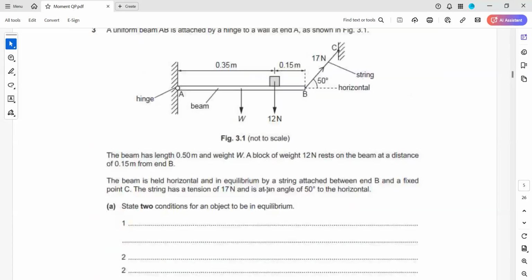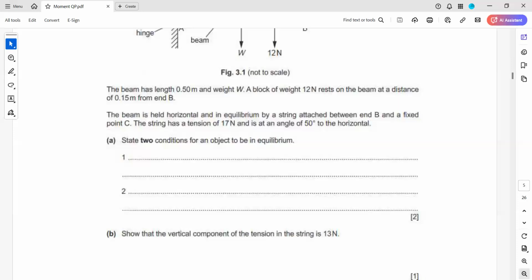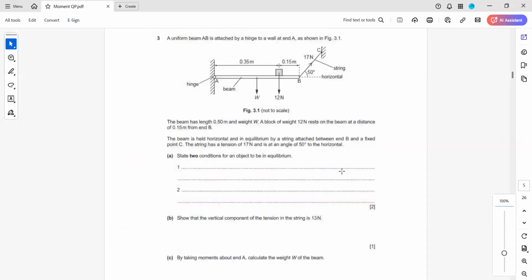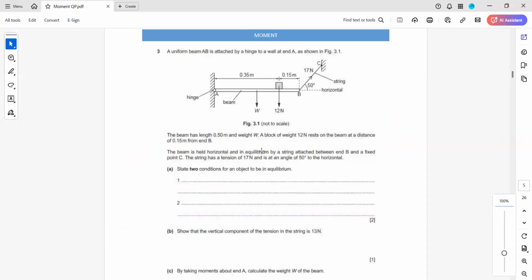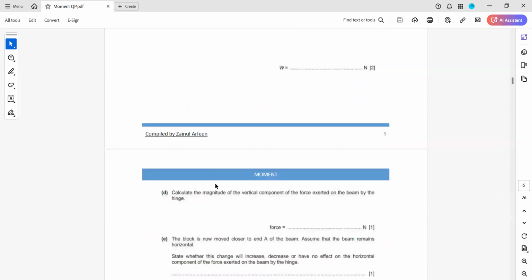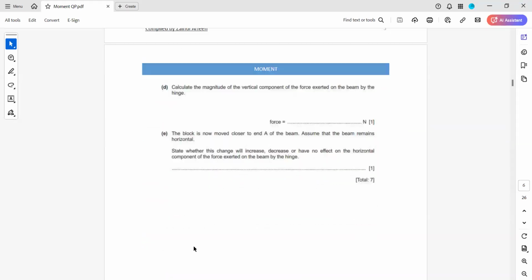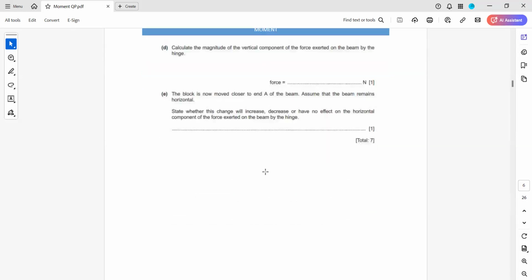Page 5, any doubt? Page number 5. Page 5. Page number 6. Part E.